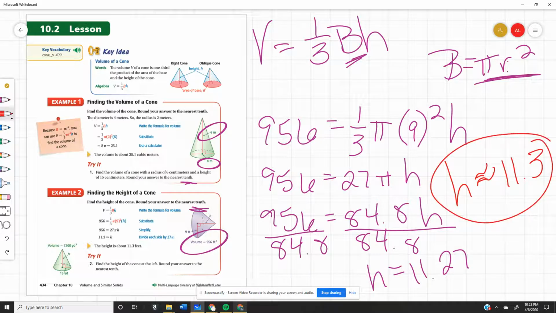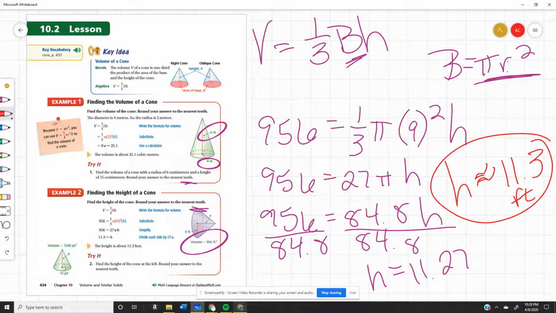And this one, it's not cubed, it's not squared, anything like that. This is actually like a height measurement. It's just a straight measurement of something. So we would just write 11.3, and then we would label it as feet, but it's not feet squared, it's not feet cubed, because this is actually the measurement of that height, okay?